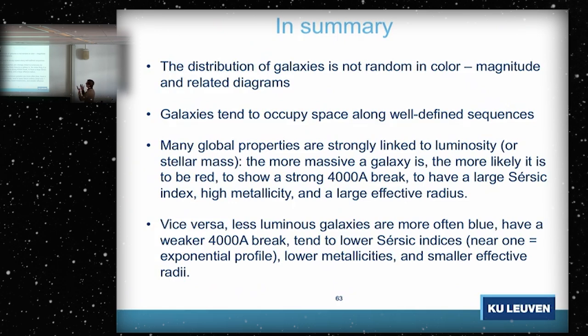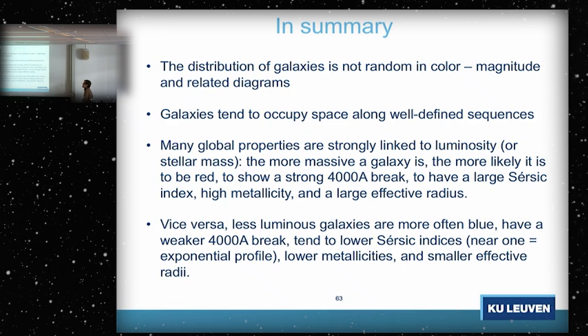So in summary then, when we go through the distribution of galaxies, it's not random in color, magnitude, and related diagrams. We get some sort of color-magnitude relations here. And they tend to occupy space along well-defined sequences, as we have discussed, blue sequence, red sequence, etc. But we also have green valley galaxies, likely our Milky Way. Now, many global properties are strongly linked to the luminosity or the mass. The more massive the galaxy is, the more likely it is to be red. We discussed this. The more luminous, the more mass, the more reddish.